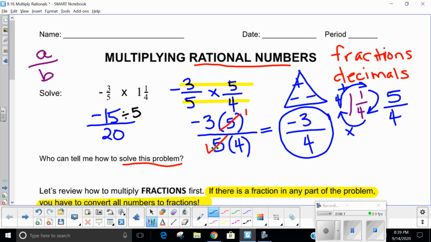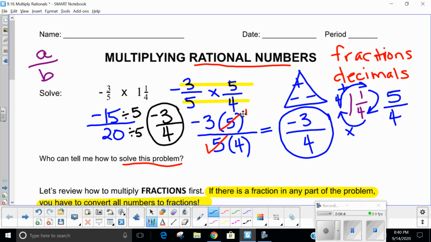We divided by 5. So what I do to the top, I got to do to the bottom. And negative 15 divided by 5 is equal to 3. A negative divided by a positive equals a negative. So that has to be negative 3 over 20 divided by 5 is 4. So you can see both ways we get the same answer.